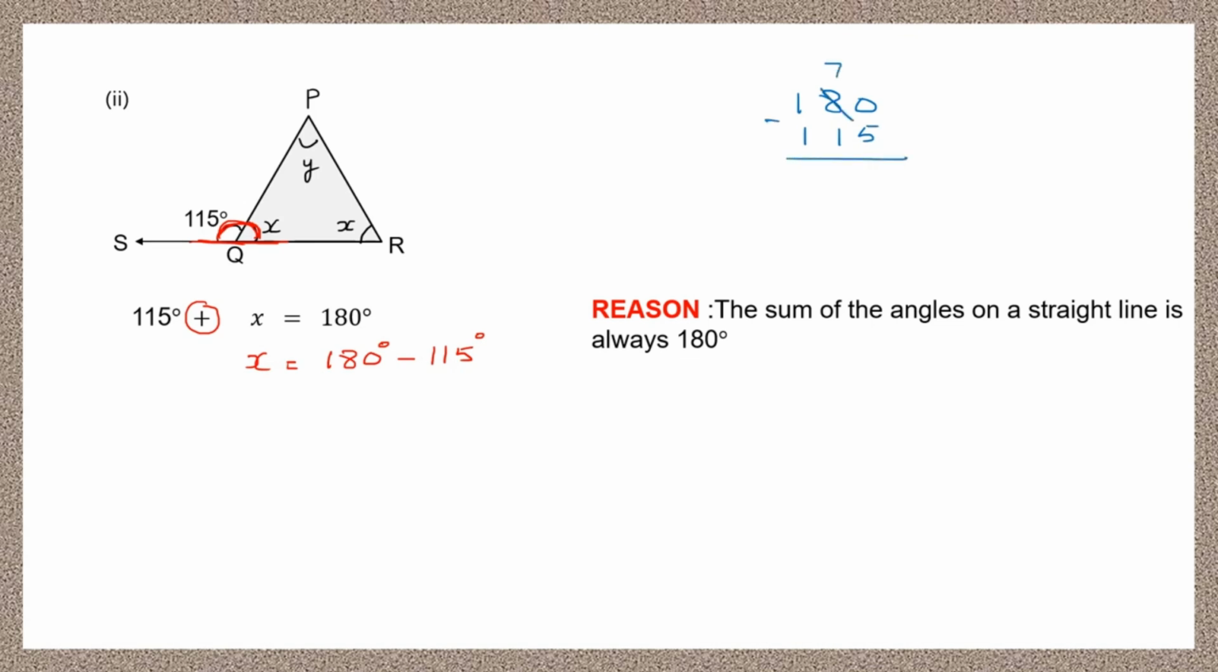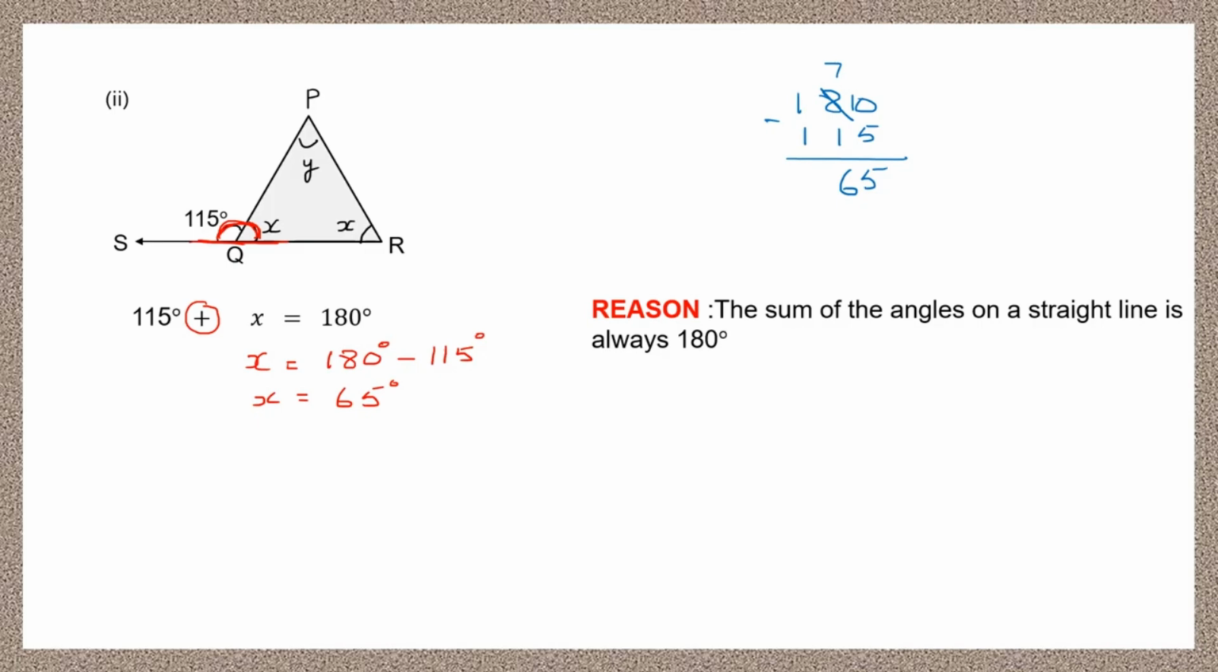I borrow 7. 10 minus 5 is 5. 7 minus 1 is 6. So I have found x to be 65 degrees. So now that I know x is 65 degrees, I can find y.